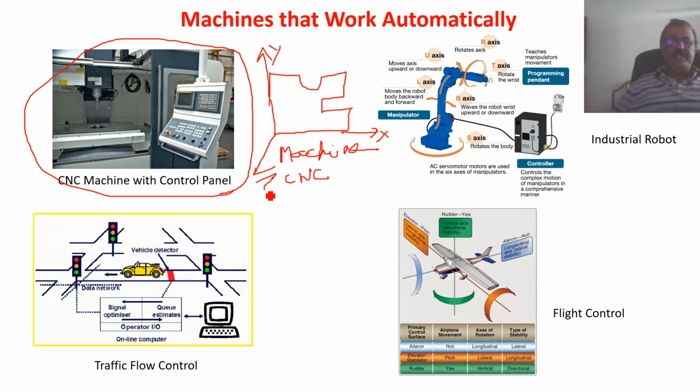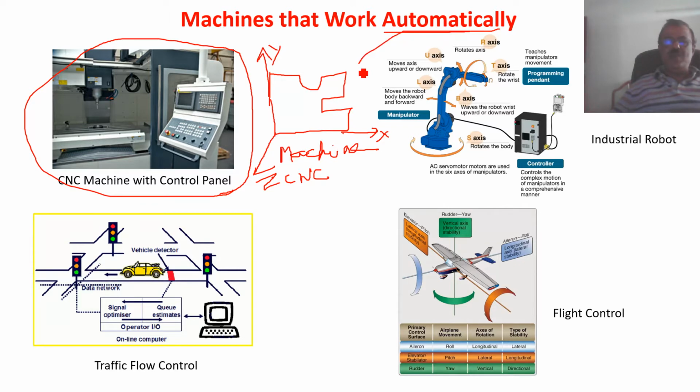So what tool it has to use? What speed it should machine? All this information we write in the form of a program, a set of instructions. Once we feed that program, as per the program, the machine works and machines the part automatically. So a CNC machine is a good example of an automatic system.